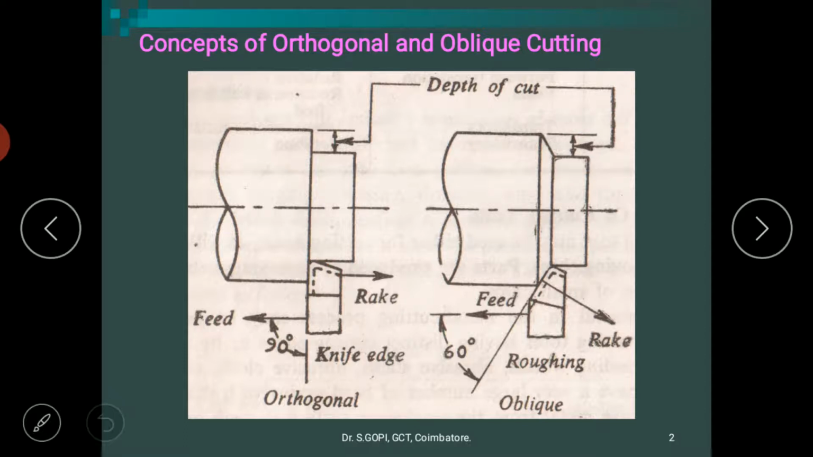Due to this, whatever cutting force is generated will be concentrated on the smaller area in the case of orthogonal cutting. Due to this, the tool life may reduce. In oblique cutting, due to the angle of inclination of the cutting tool edge, a larger area of contact is induced. So whatever cutting forces are generated will be distributed over the larger area.